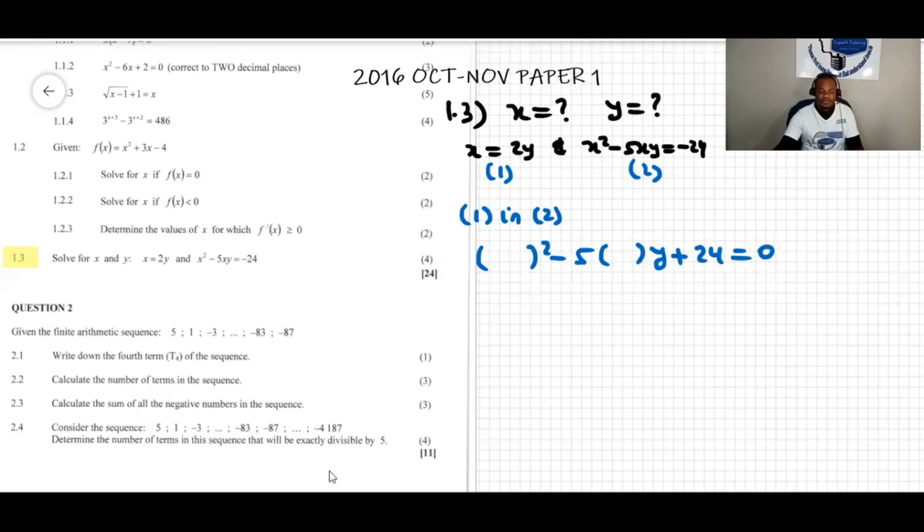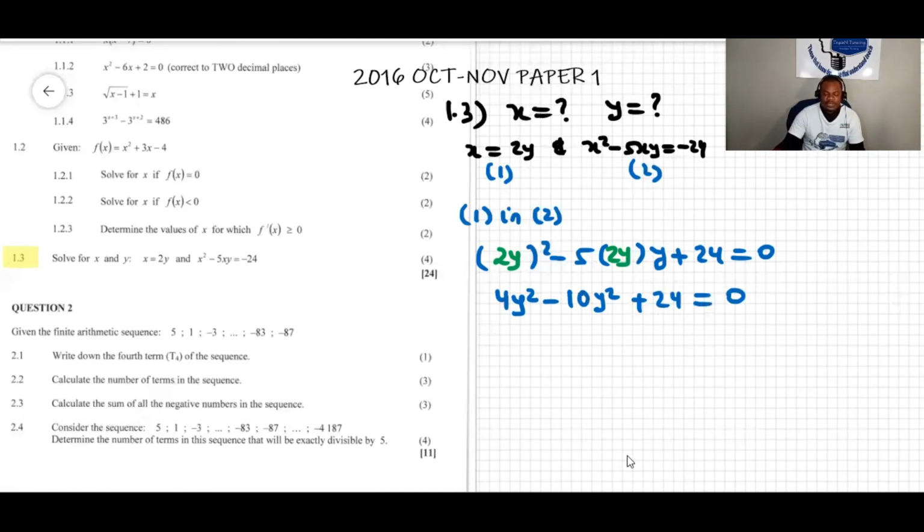Now, instead of x, I will put the value of 2y, because that's the value of x. And then the equation is now expressed in terms of y. Let's prove it. 2y to the power of 2 will make 4y squared, because the power of 2 is for both 2 and y. And then minus 10y squared. Over here we won't do 5y, no, we just multiply all this: 5 times 2 makes 10, and y times y makes y squared. Plus 24 equals 0.